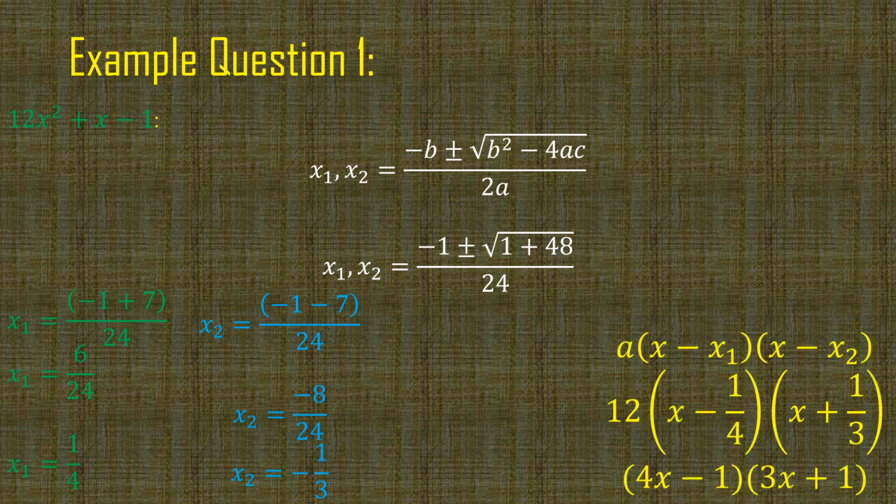And now use the formula that I've just pasted on the screen. So that's a of x minus x1 and x minus x2. So now the value of a is 12, so you plug that in. x1 is 1 by 4. So we inverse the value of it, so that becomes negative 1 by 4. And we inverse the value of x2, so that becomes positive 1 by 3 from negative 1 by 3. So then now disperse the a, or in this case 12, to get rid of the denominators in both. So now multiply the first bracket by 4 and the second bracket by 3. So then you'll get 4x minus 1 and 3x minus 1.